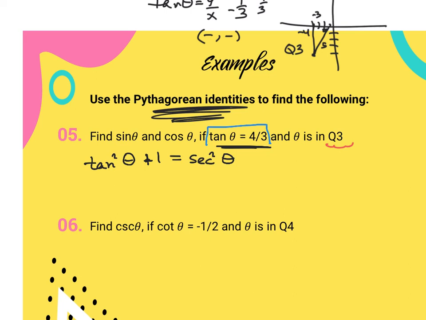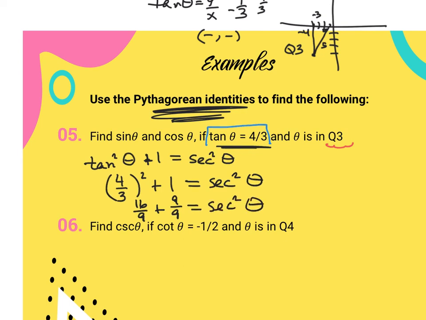So let's replace what we know. We know that tangent of theta is equal to 4/3. So I'm going to replace this, and I'm going to square it. I now need to square 4 over 3, and it becomes 16 over 9. I'm going to change my whole number 1, and I'm going to make it 9 over 9.